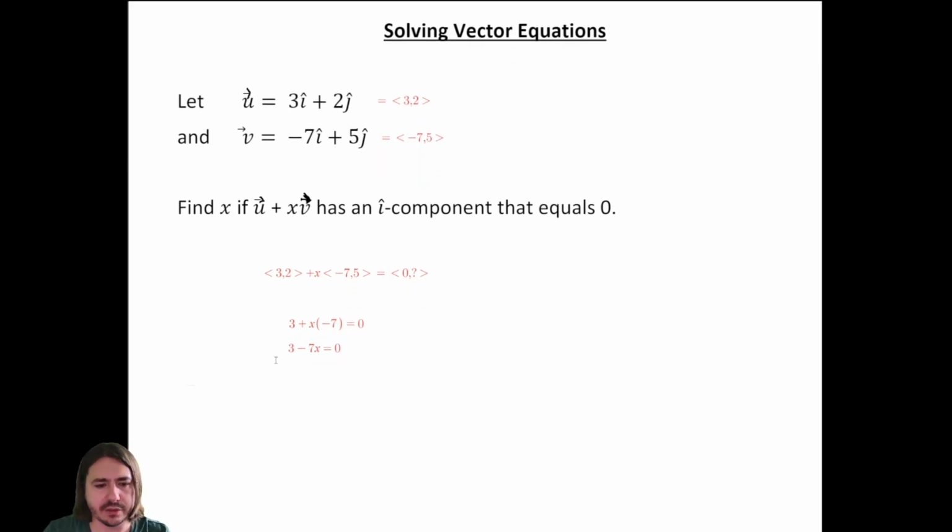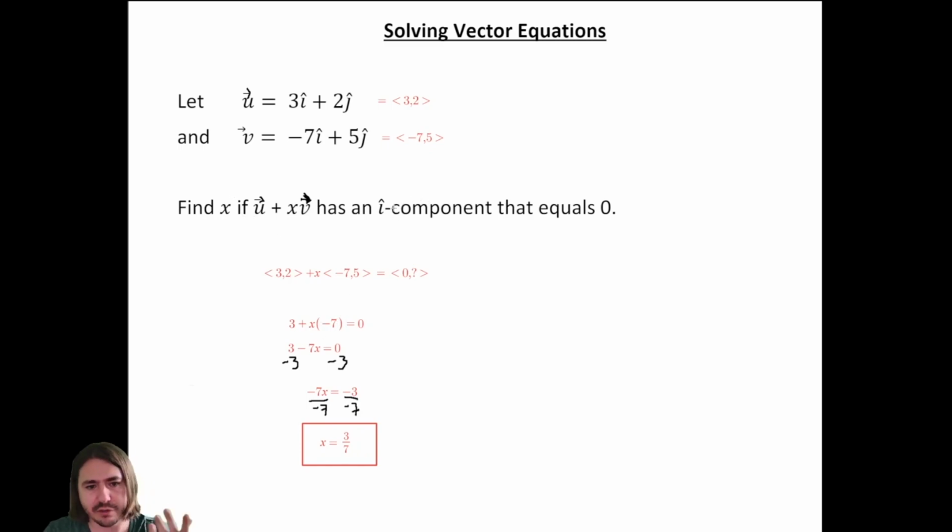We can solve this like you would in Algebra 1. We subtract 3 from both sides and get negative 7 times x equals negative 3. Then we divide both sides by negative 7, and we get x equals 3/7. Usually the equations are not going to be super complicated. You just need to know how to set them up correctly. That's really going to be the biggest hurdle.